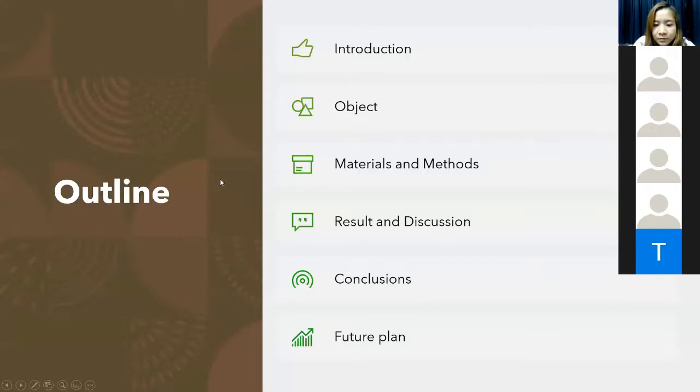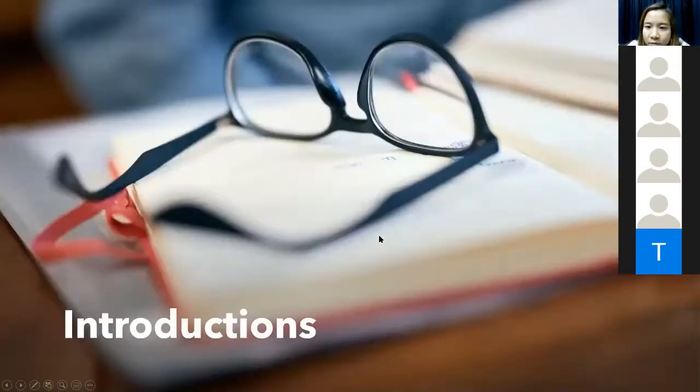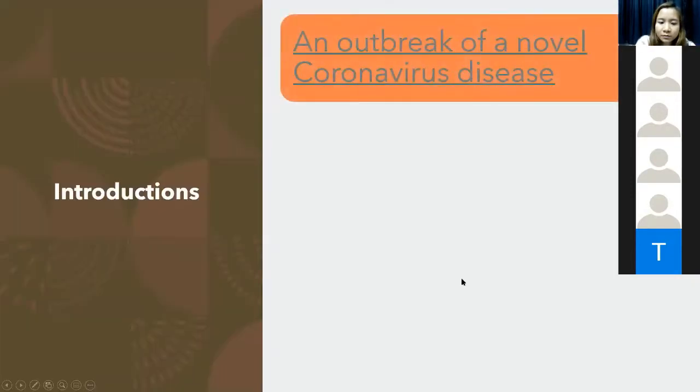Here is an outline which starts from introduction, objective, materials and method, result and discussion, conclusion, and the future plan. First, introduction. I will start with the outbreak of the coronavirus disease. Coronavirus was first reported in Wuhan City, Hubei Province, China, in late December 2019, and continually evolved, affecting other parts of China and other countries. It has had a spread effect on almost all countries around the world.